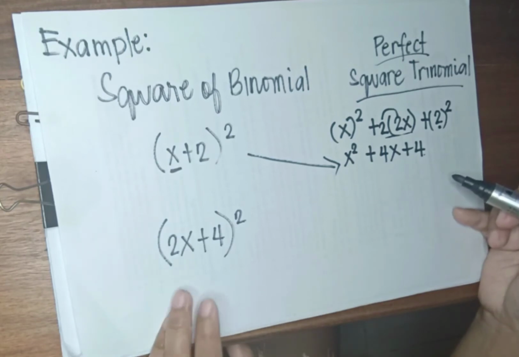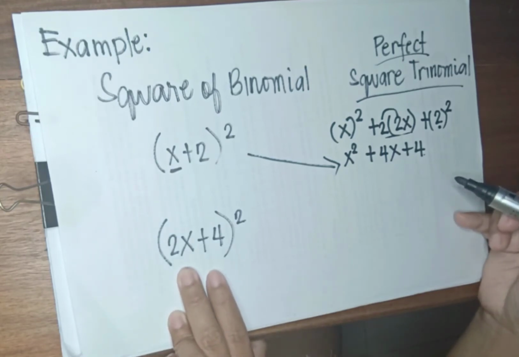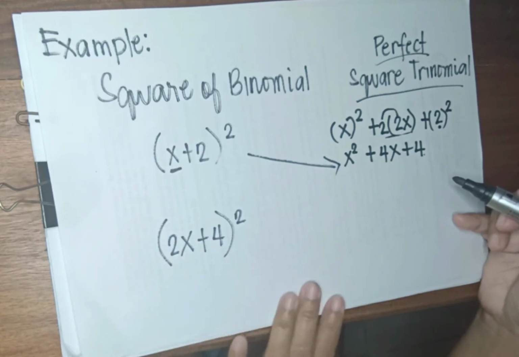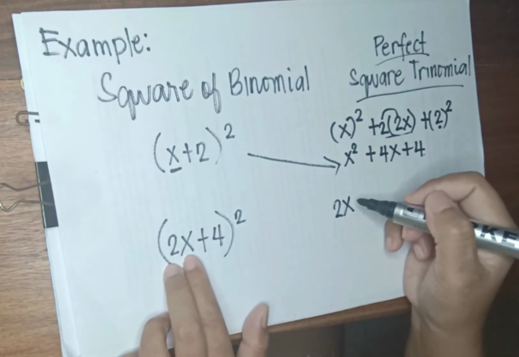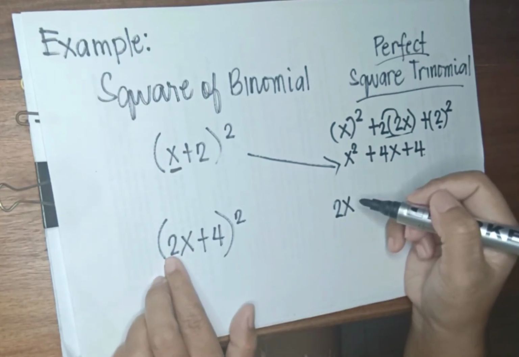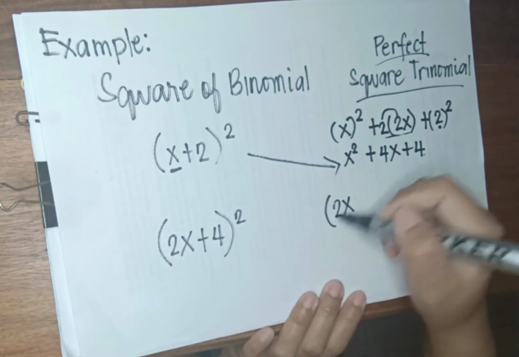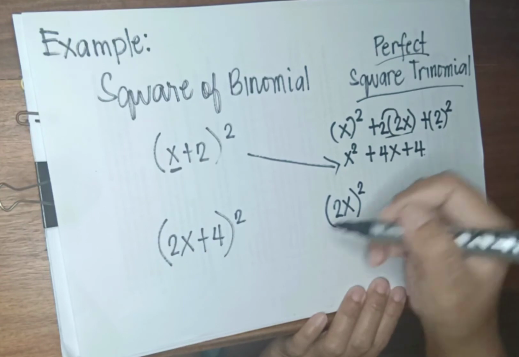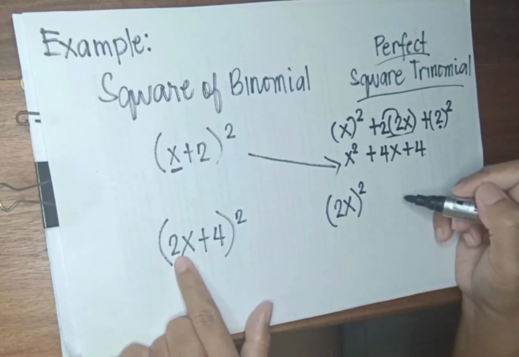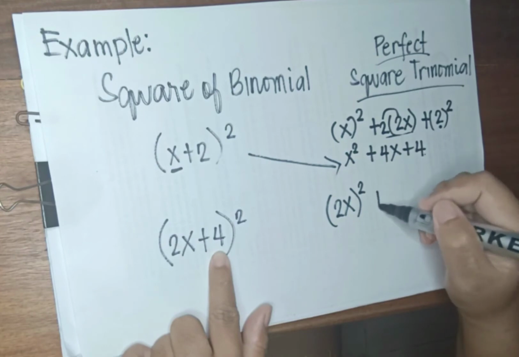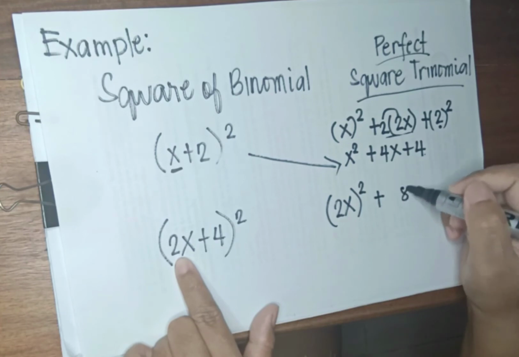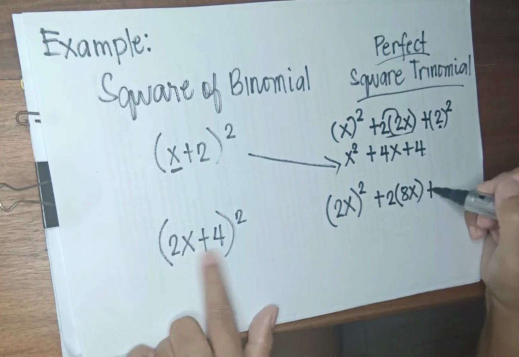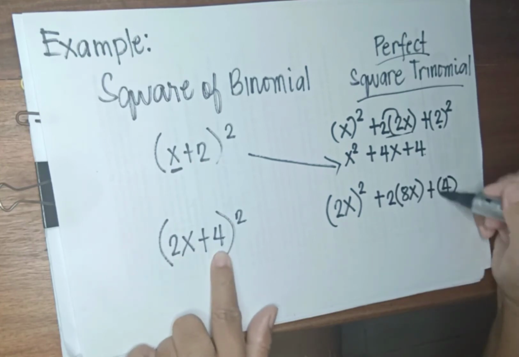Okay? Next, you have the binomial 2x plus 4 squared. So, una, get the first term. Dito, yung first term natin ay with number and variable. So square natin siya. Then, multiply first and second term to get the middle term, plus. So, 4 times 2x, that will give you an answer of 8x. And don't forget, times 2. Plus, last term, copy, and then squared.